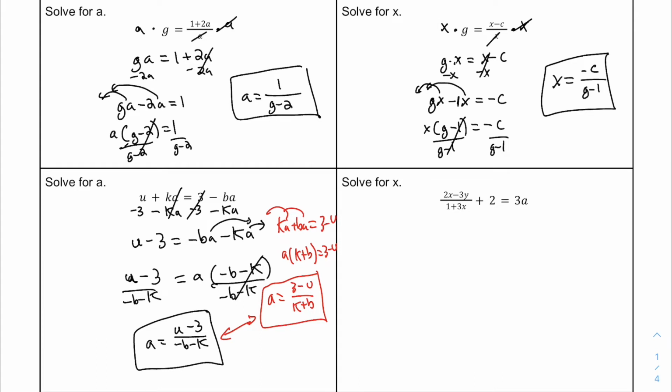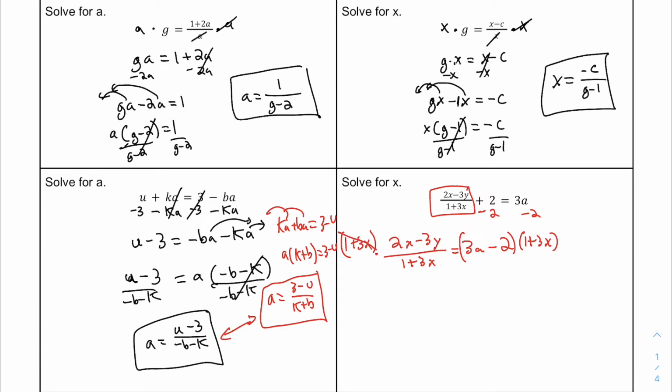Okay, if we look at problem number 4, we're solving for x. I see all my x's are in this term, and so I'm going to isolate this term first, subtract 2 on each side of the equation. So I get (2x minus 3y) over (1 plus 3x) equals 3a minus 2. Okay, I want to get all my x's into the numerator, so I have to multiply both sides of the equation by 1 plus 3x.